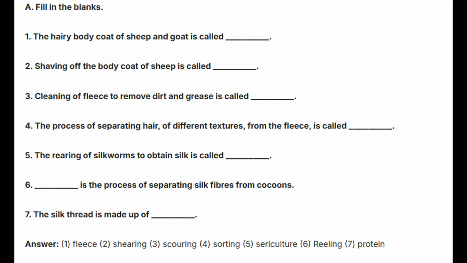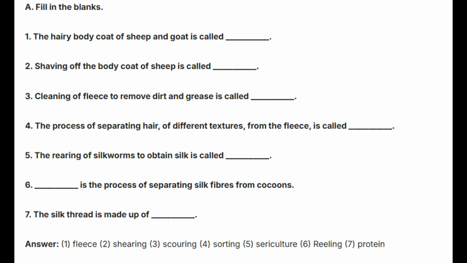First, the hairy body coat of a sheep and goat is called fleece. Second, shaving off the body coat of a sheep is called shearing. Third, cleaning of fleece to remove dirt and grease is called scouring. Fourth, the process of separating hair of different textures from the fleece is called sorting.